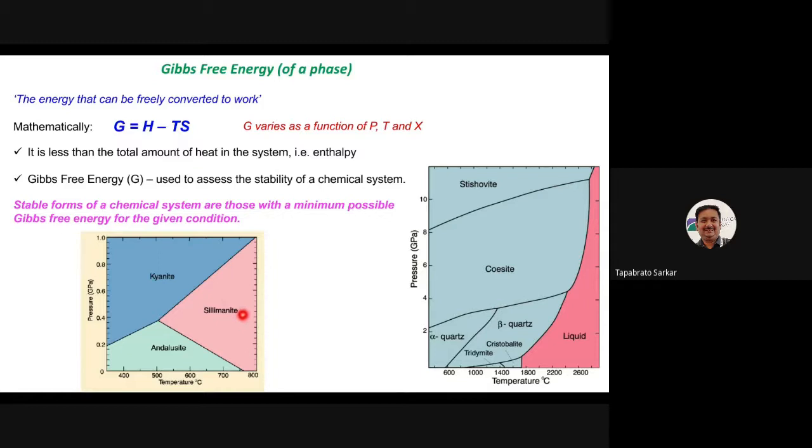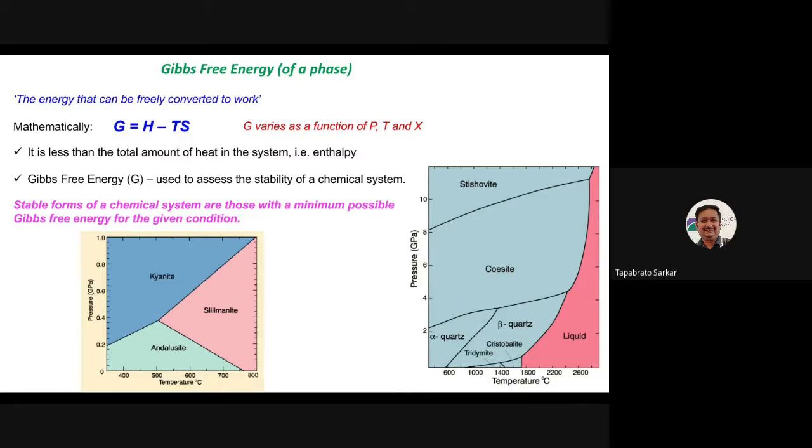Under these conditions, the Gibbs free energy of sillimanite is less than that of the other two, and therefore sillimanite is stable. Okay, stable forms of chemical systems are those with the minimum possible Gibbs free energy for a given condition. That is very important for a particular condition. Similar to that of the different polymorphs of quartz as well. So what we basically see is the minimum Gibbs free energy, which makes it stable.